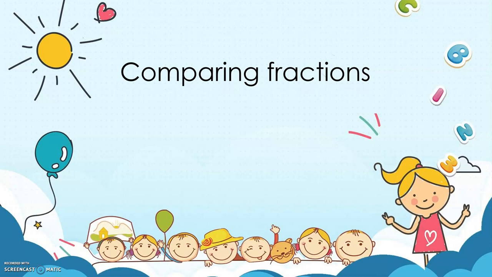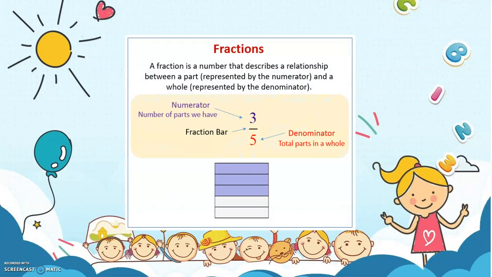So today we're going to learn about comparing fractions. Okay, so what is a fraction? A fraction is a number that describes a relationship between a part, represented by the numerator, and a whole, represented by the denominator. So we have parts of a fraction. 3/5: 3 is the numerator and 5 is the denominator.